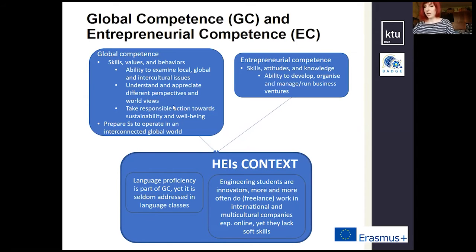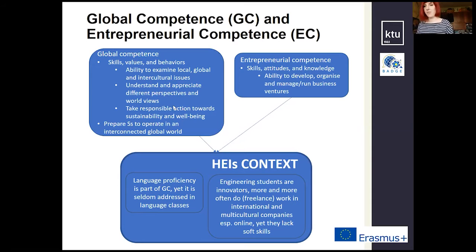And when you think about our engineering students and the context in which they're developing their skills as professionals, as experts, and also the context that they are going to be working in, the work dynamics and workplace dynamics are changing. So more and more often, engineering students are freelance workers. So they don't necessarily work in some local company in the same city.